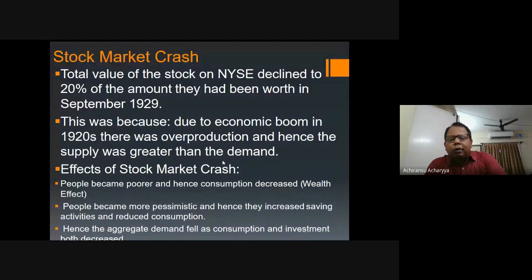And this was because of the economic boom in the 1920s. There was overproduction, and hence the supply was greater than the demand. The effect of the stock market crash was that people became poorer, and hence consumption decreased. People became more pessimistic, and hence they increased saving and reduced consumption. And hence aggregate demand fell as consumption and investment both decreased.